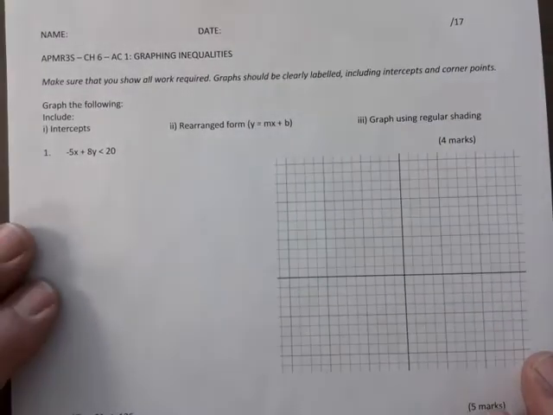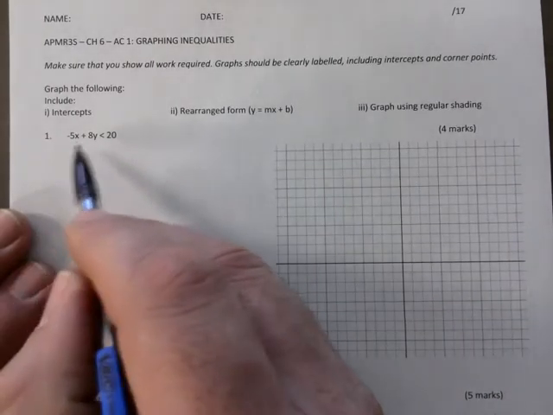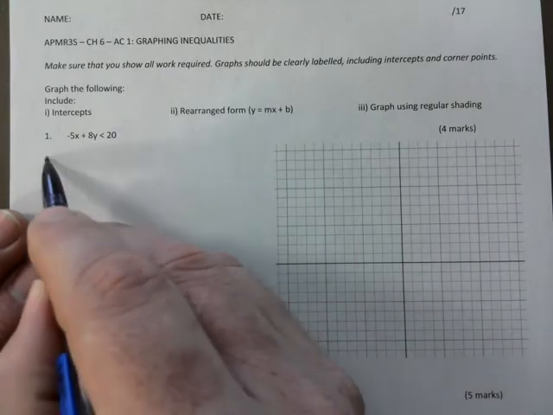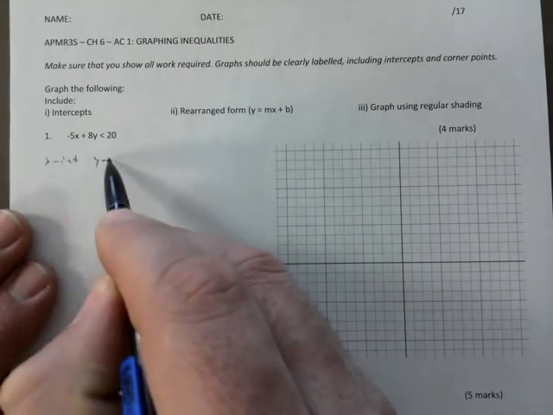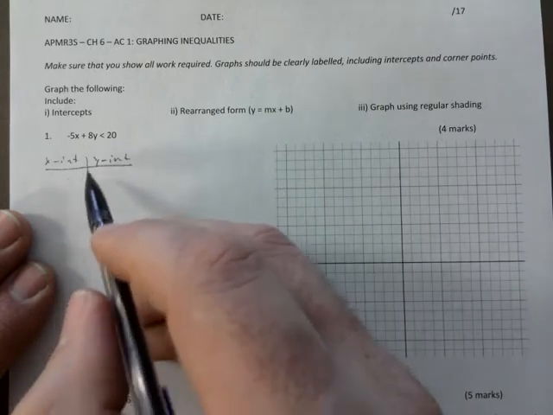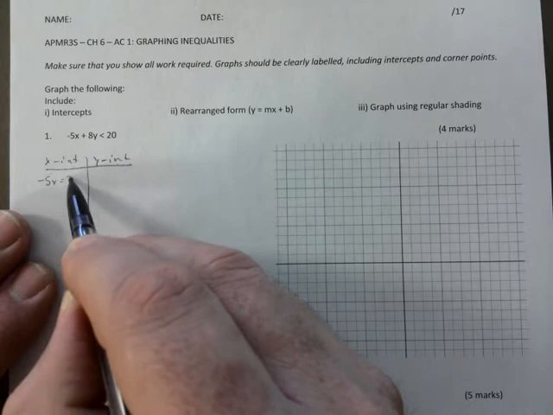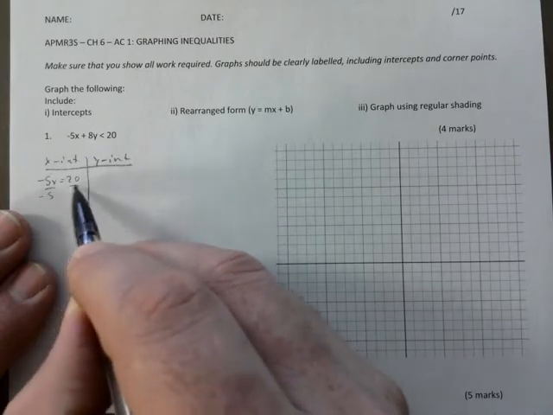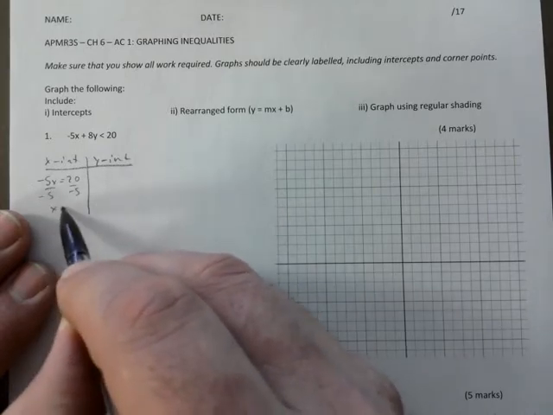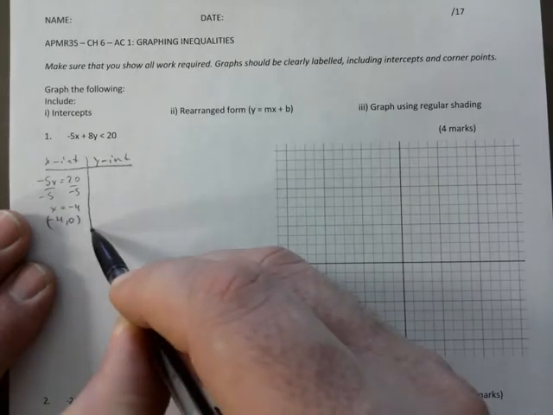It's right here. So the first one, you want to focus on that line, right? So x-intercept, y-intercept, you want to figure those out. So you let y equal 0, so you end up with negative 5x is equal to 20. Divide both sides by negative 5. x is equal to negative 4, so (negative 4, 0) is one of the intercepts.